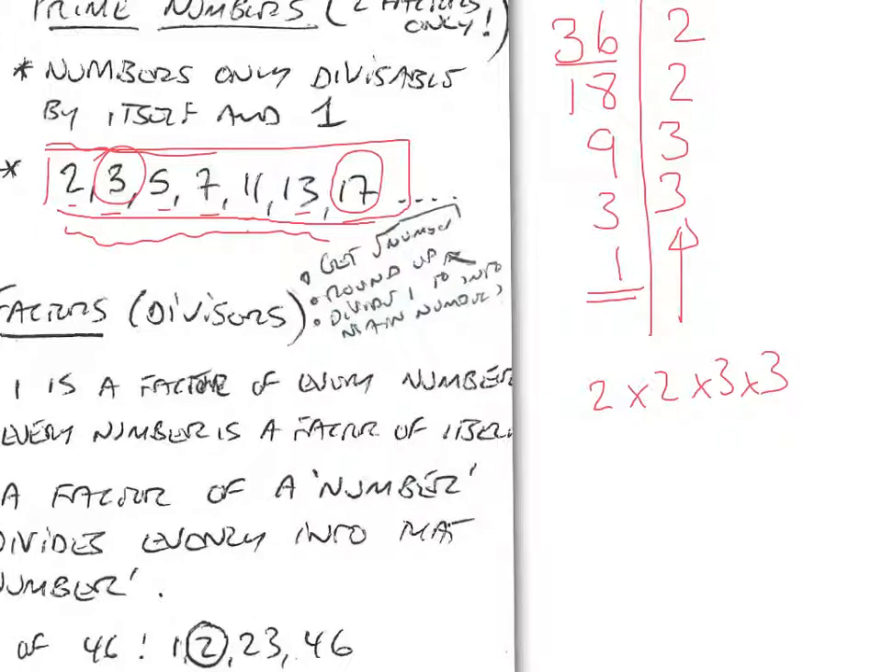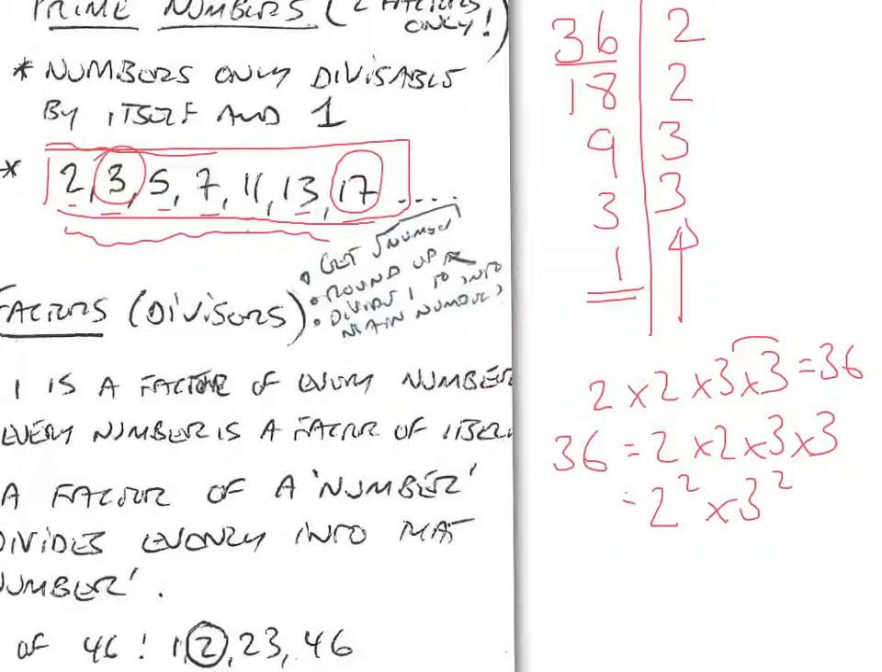2 2s are 4, 3 4s are 12, and 3 12s are 36. So I can say that 36 represented as its prime factors is equal to 2 times 2 times 3 times 3, and I could even say that that's the same as 2 squared times 3 squared.